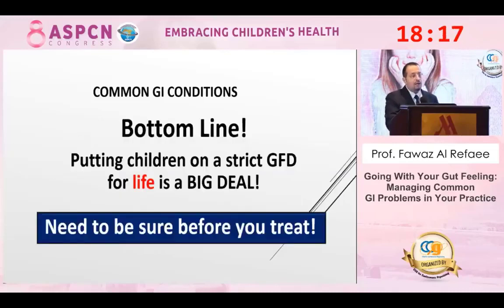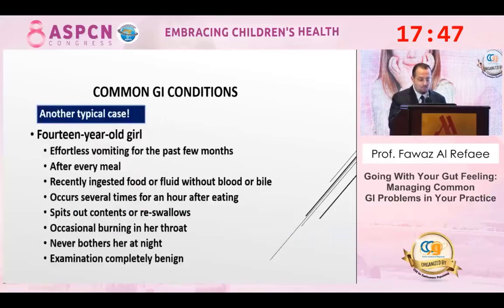So the bottom line is that putting children on a strict lifelong gluten-free diet is a big deal. You have to think twice. You have to make sure about the diagnosis before labeling them as needing a gluten-free diet. Keep in mind that a gluten-free diet is not only prescribed for celiac disease. There are other indications like gluten ataxia and peripheral neuropathy. You have non-celiac gluten sensitivity, which is a subtype of irritable bowel syndrome, or you have wheat allergy, which is an IgE-mediated disease.